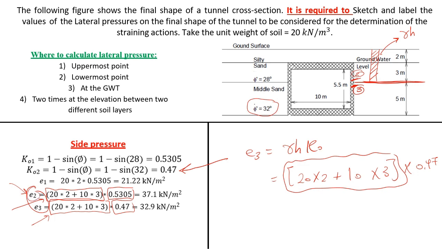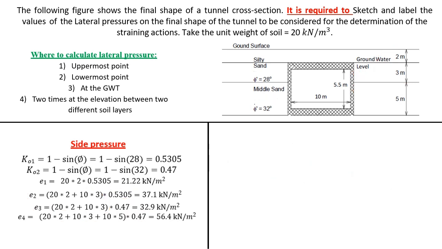lies within the top soil layer. However, the point number 3 lies within the bottom soil layer. So E2 takes the value of Ko of the upper soil layer, which is 0.5305, and point number 3 will take the Ko value of the bottom soil layer, which is 0.47. So you will find that your lateral earth pressure is 32.9 kilonewton per meter square.